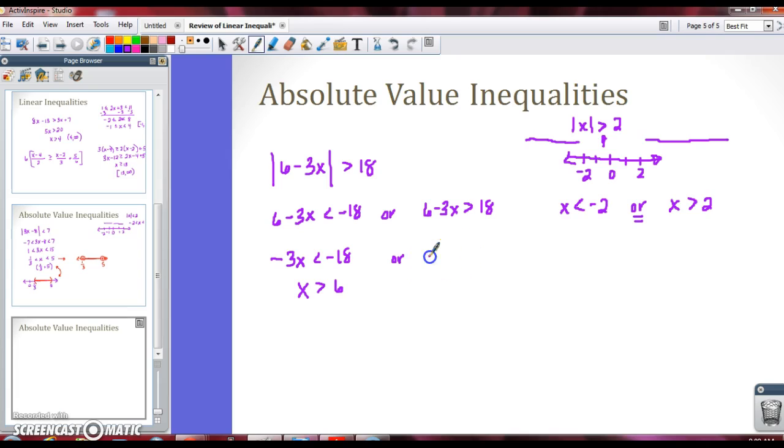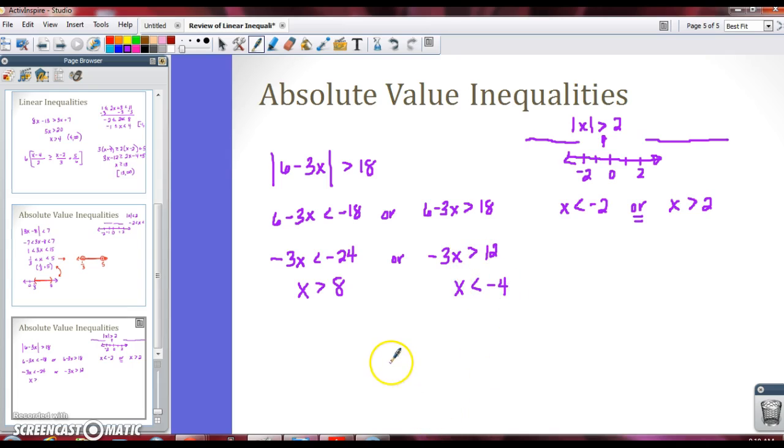Over here, I'm going to do the same thing. So I have -3x is greater than 12, and actually here I made a mistake. Let me go back. I was going a little too fast. This should be -24. Sorry about that. That makes this 8. Here, when I subtract 6 from both sides, I end up with 12. So here I end up with x is less than, because I have to flip that inequality, x is less than -4.